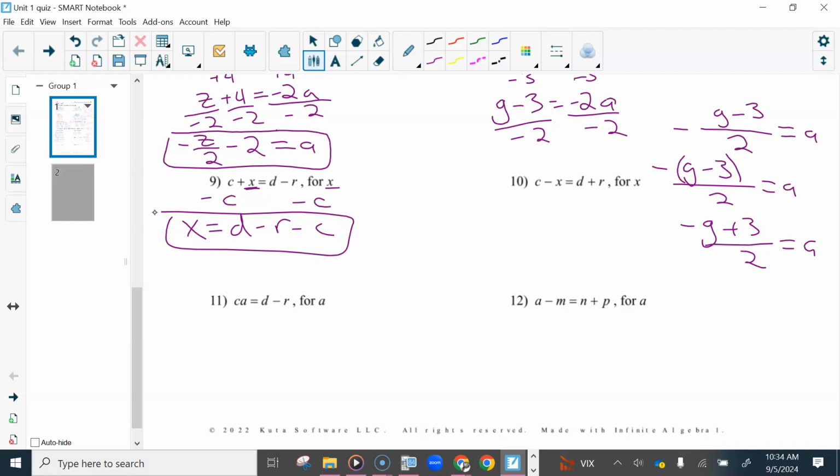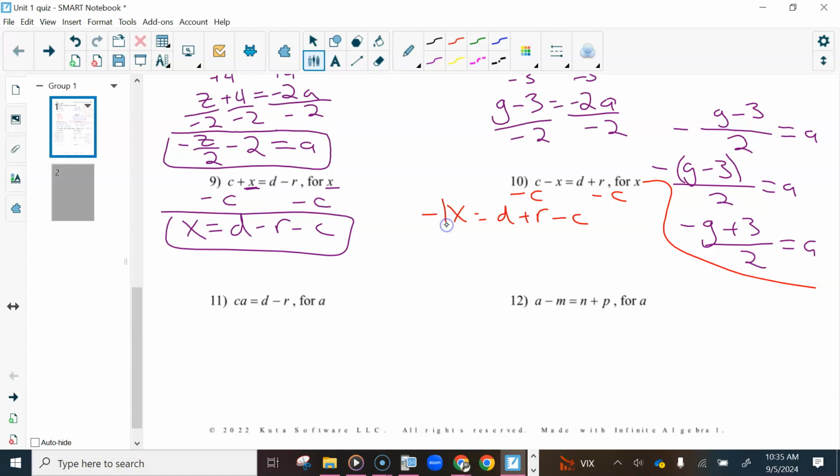Now 10 was similar, but different. So if we took the same approach, let's say we got rid of c, we have negative x equals d plus r minus c. Some of us left this like this, but x is not by itself, so we've got to do something about that. Or some of us just got rid of the negative, but that doesn't help us actually solve it. It's still there, we can't just erase it.